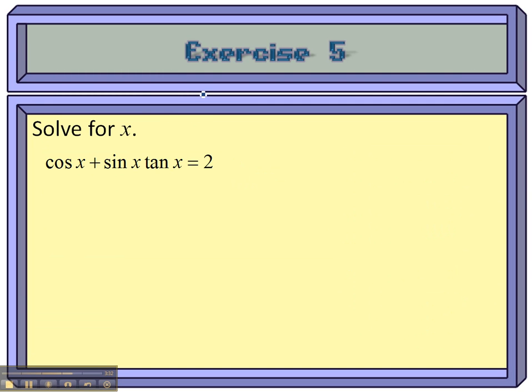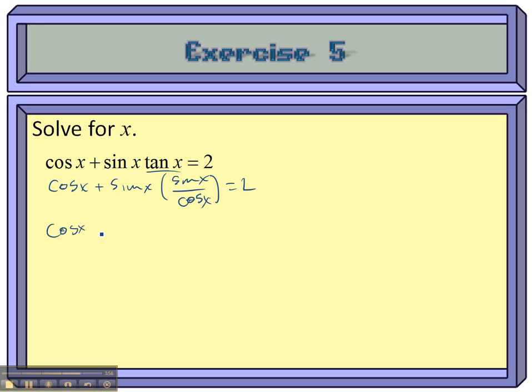Alright, on exercise 5, I've got a tangent thrown in here, sines and cosines, a mixture of everything, so that's usually an indication you want to convert everything to sines and cosines. So I have cosine x plus sine x times tangent, and tangent is the same thing as sine over cosine, equals 2.